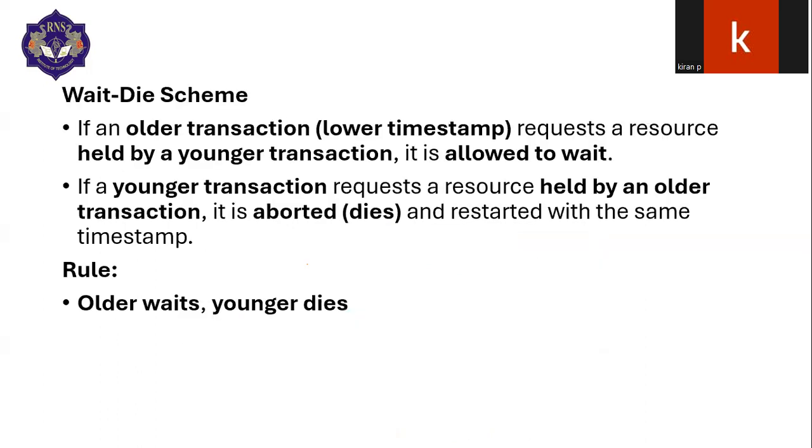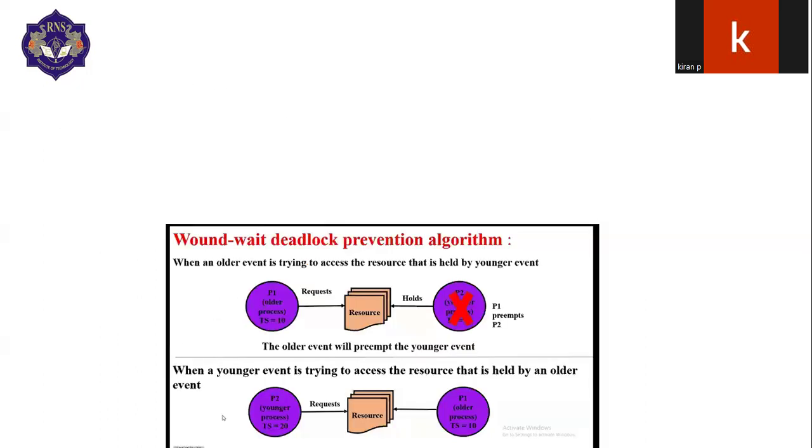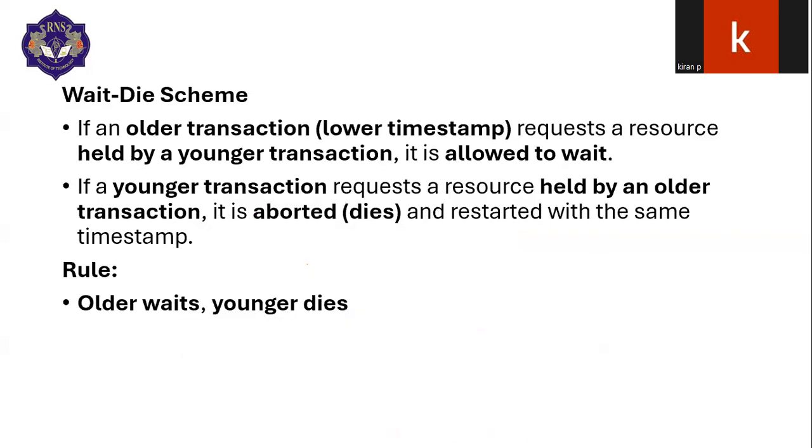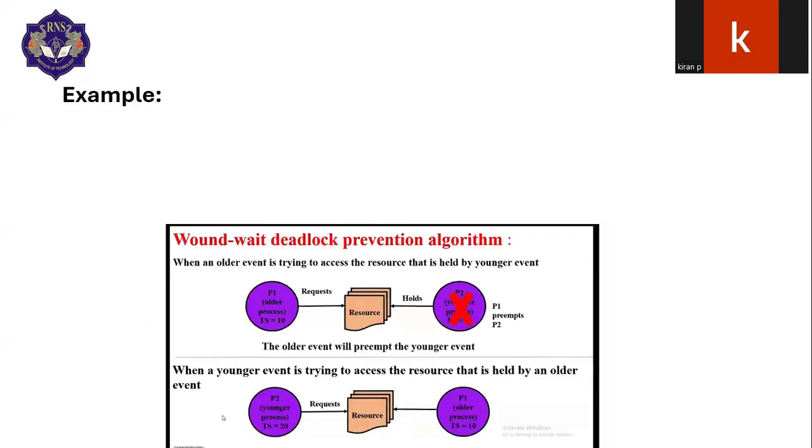So wait and die, what is wait and die? I feel I've given you the wrong example. Wait and die, what it does is, who waits? The older transaction will wait. Who dies? The recent transaction will die.